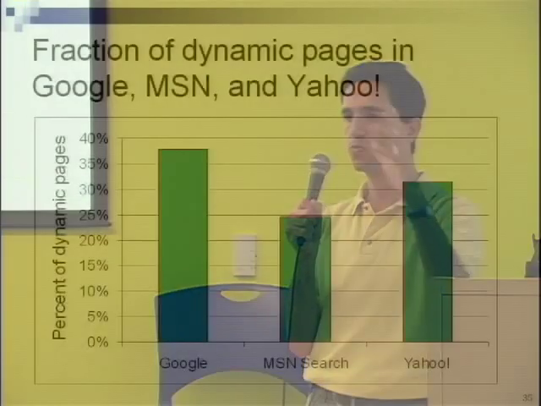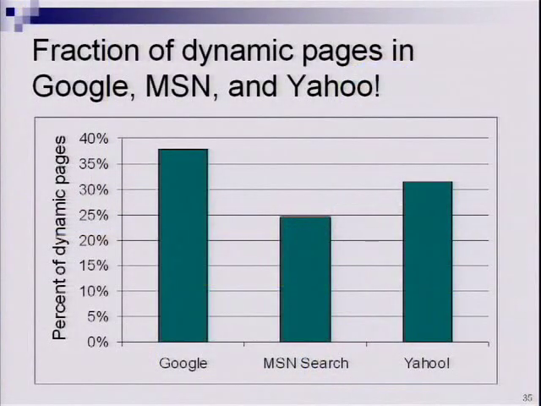Okay, that's the last experiment, trying to find out what fraction of the documents in the corpus are dynamic, and we did just a simple test checking whether there is either CGI or a question mark in the URL. And you can see that Google has a much higher fraction of dynamic pages in its index than the competitors.